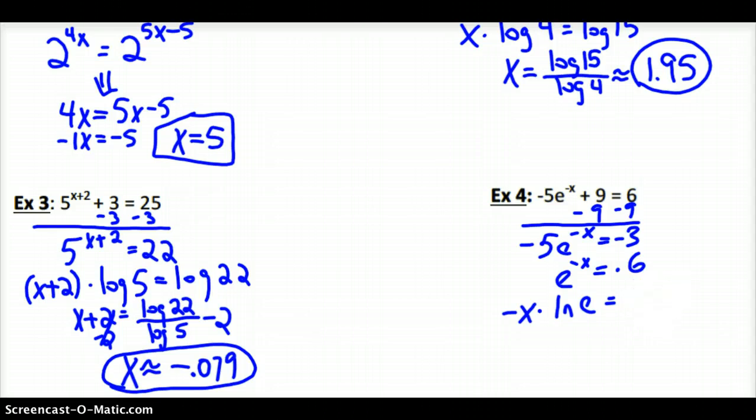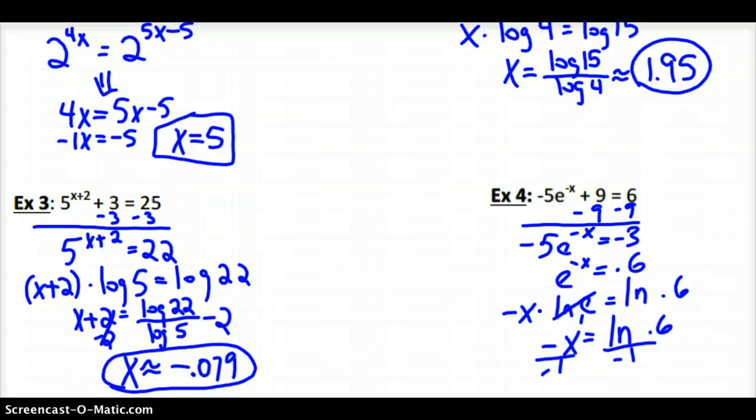The natural log of Euler's number is 1, so that cancels. I get negative x equals this, divide by negative 1, and I get x is about equal to 0.511. As far as rounding, 1 decimal place or 2 is just fine.